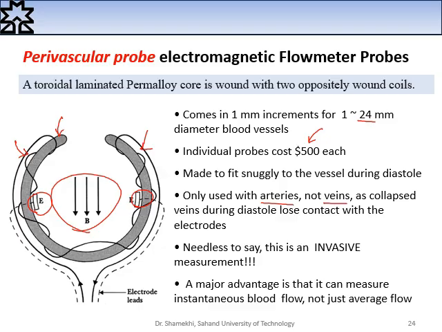Needless to say, this is an invasive measurement. We need to put the vessel inside this probe. Therefore, we need some invasive operations. A major advantage is that it can measure instantaneous blood flow, not just average flow. We have continuous measuring, also instantaneous blood flow measuring, using this type of flow meter.